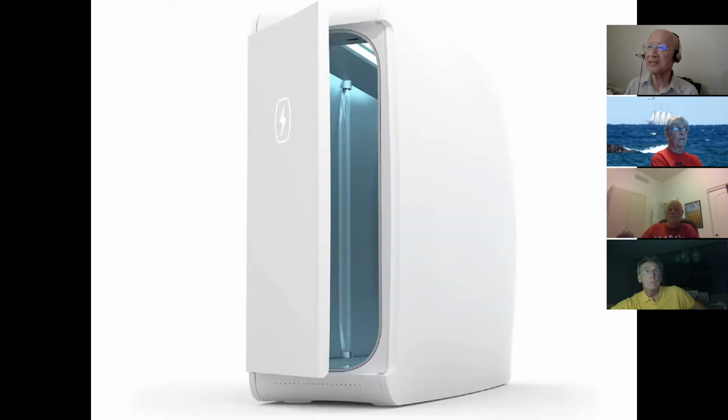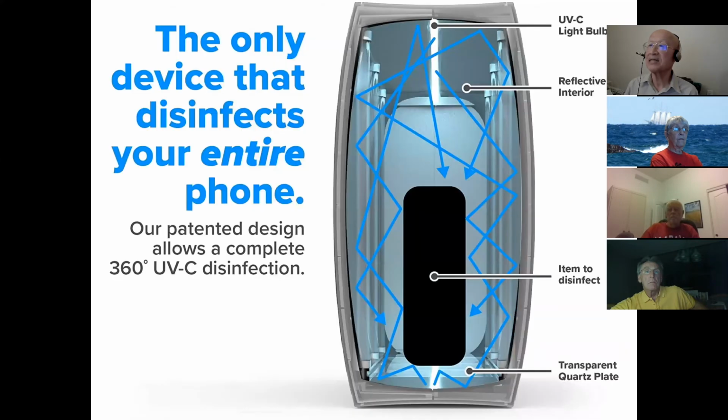It looks like a box. It's about the size of 2 shoe boxes, put side to side. And what's amazing about it is it's got 2 lamps inside it. What's important about 2? The one on the top and one on the bottom. They're both made by Philips of Holland. They put out UVC light. Now, what's important about UVC light?